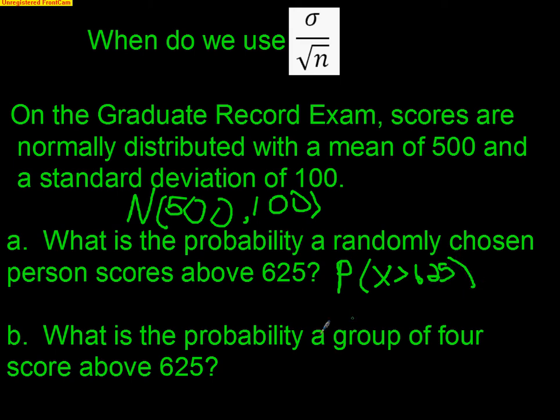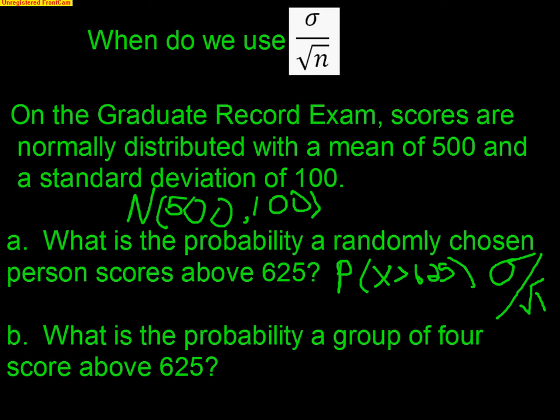And I want you to see something. When we set this problem up, do we use sigma over the square root of n or just sigma? Let's take a look at this. If I use sigma divided by the square root of n, what's n here? What's my sample size? It says a person. So here my sigma is just sigma.